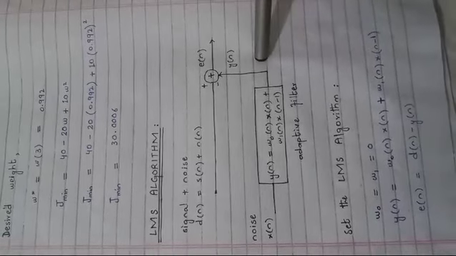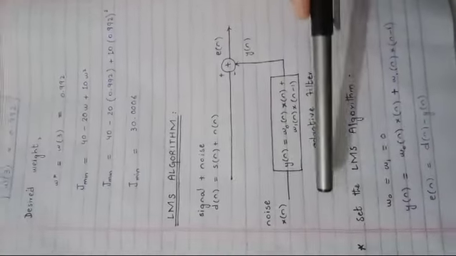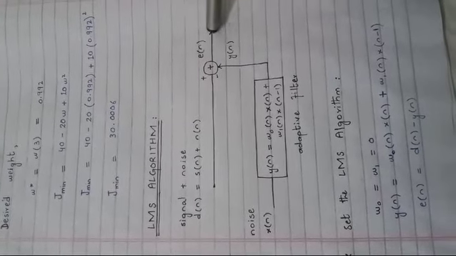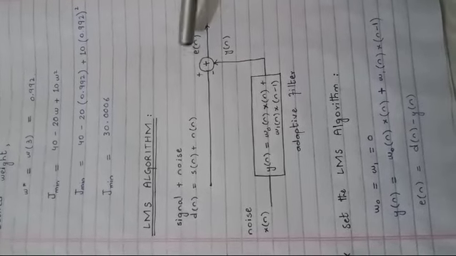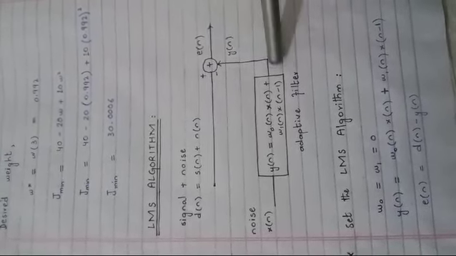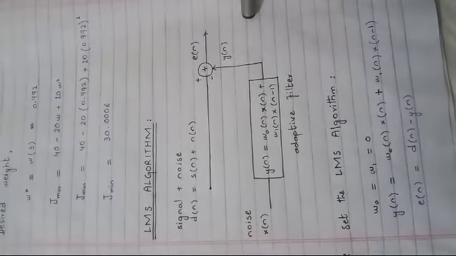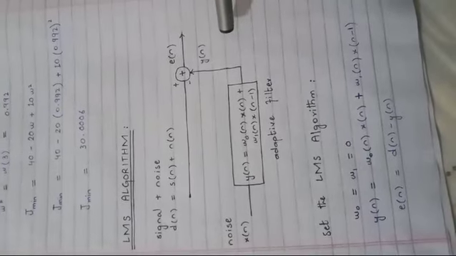This is the system. This is a desired signal. This is the noise which is provided to adaptive filters. This is the output of adaptive filter, and this e of n is the error, which results in difference between desired signal and the output of adaptive filter. By observing this system, we have to write LMS algorithms.